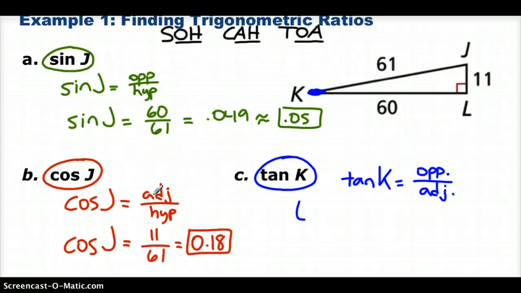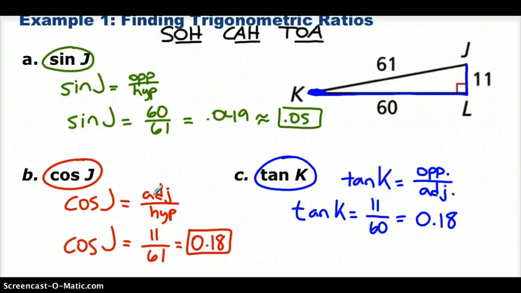Okay, so now we'll write the tangent of K is going to be equal to, well, the opposite to K, the opposite side, is 11. So that's 11 divided by the adjacent leg, or the one that's connected to K, is KL, which is 60. So 11 over 60, right? 11 divided by 60 is going to give us, again, about 0.18. So this is 0.18.